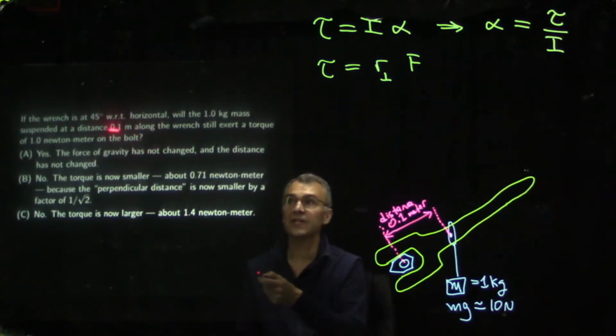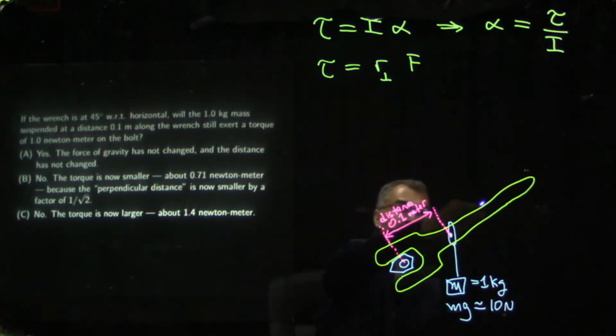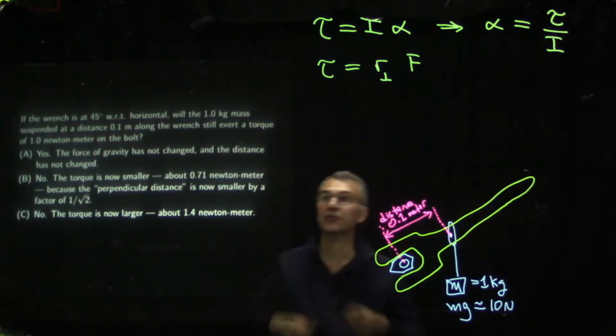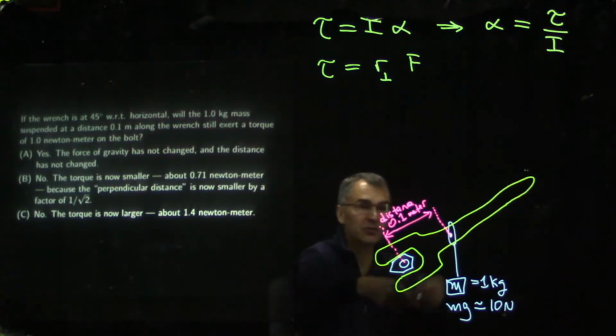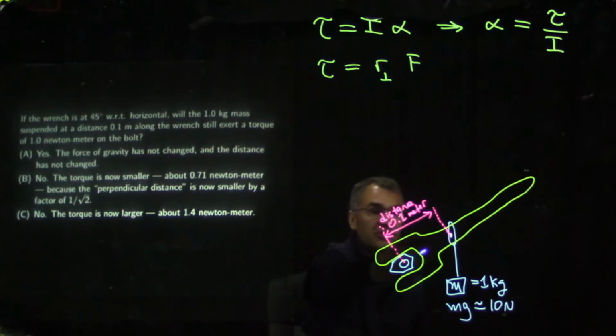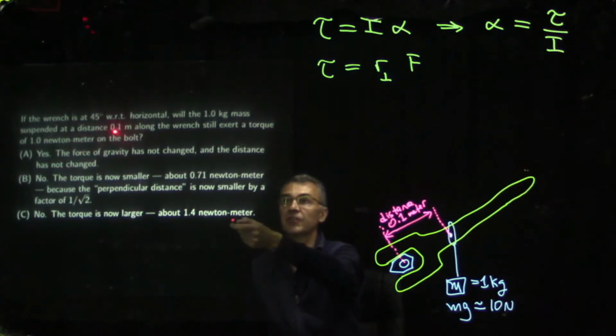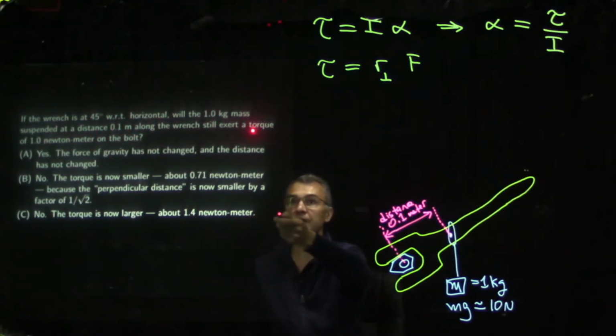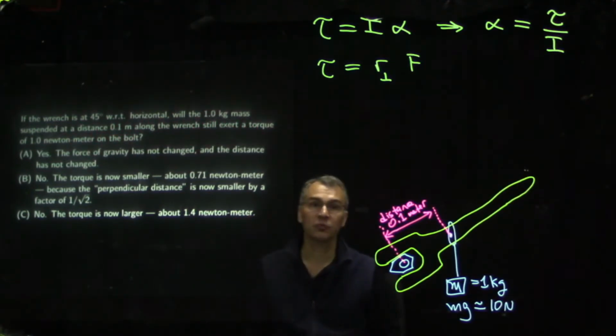Suppose now that the same wrench is at a 45-degree angle with respect to the horizontal, but we still have this 1 kilogram mass, and it is still a distance of 10 centimeters, 0.1 meter, from the bolt axis. So it's suspended at a distance 0.1 meter along the wrench. Will it still exert a torque of 1 Newton meter on the bolt? Or as I've drawn it here, a nut instead of a bolt.